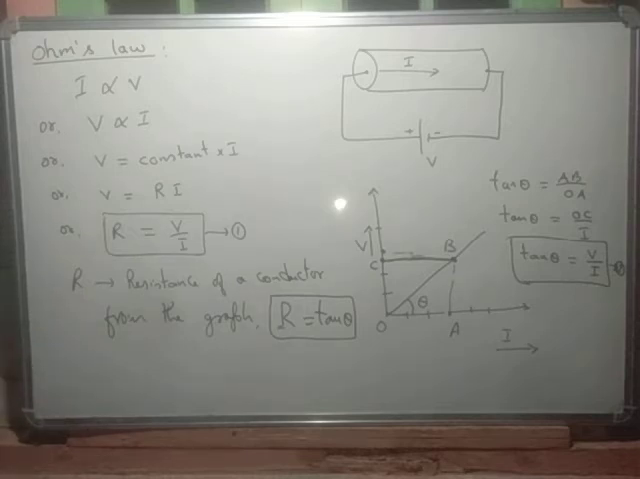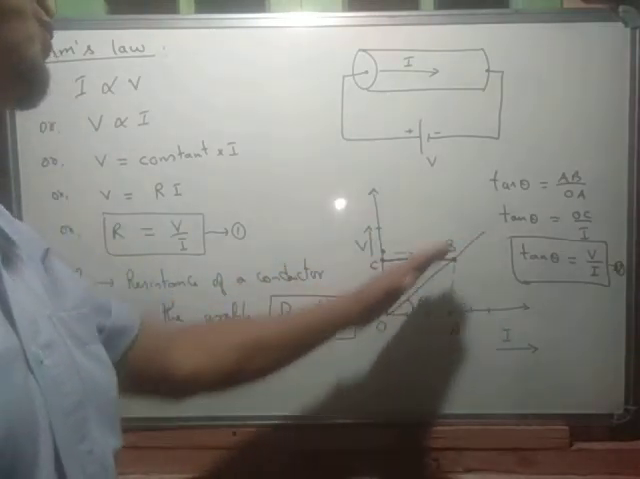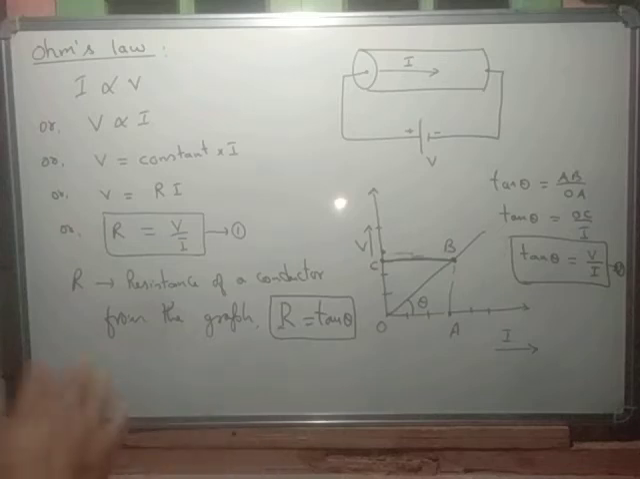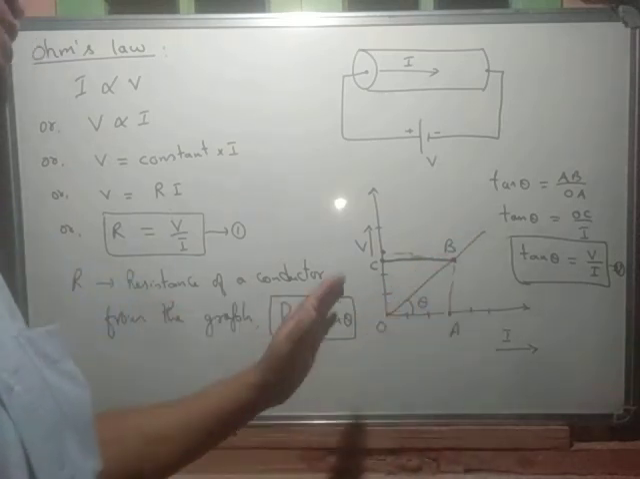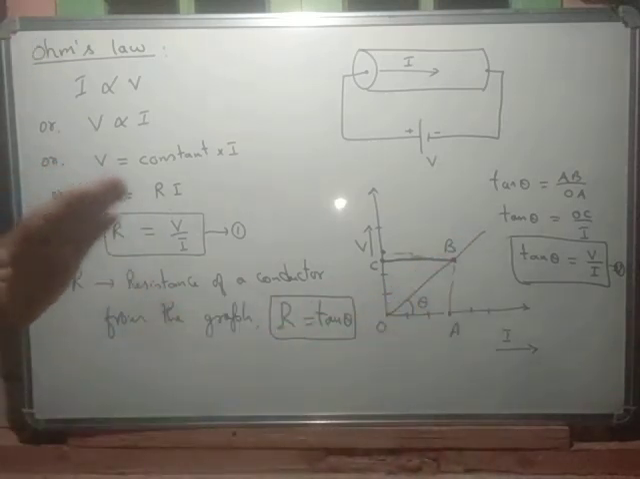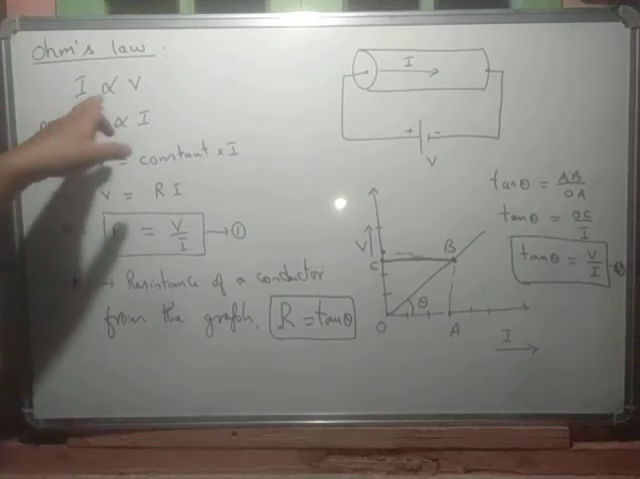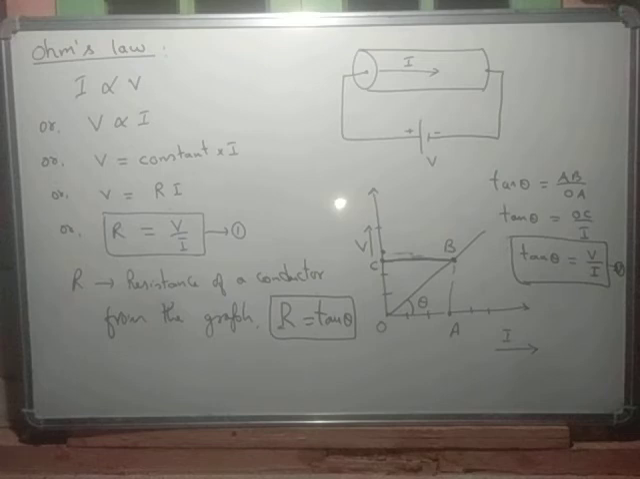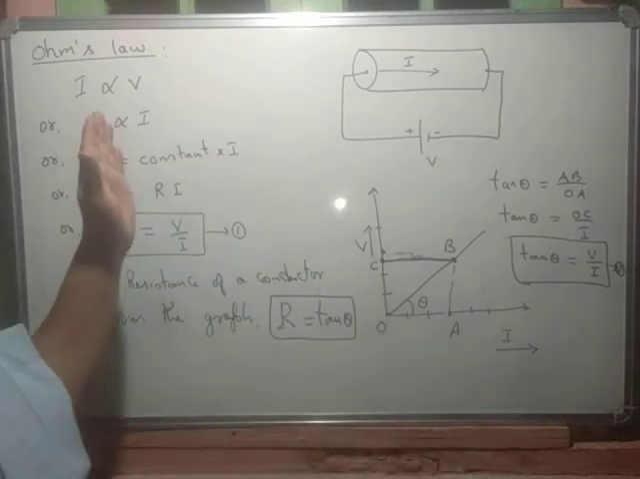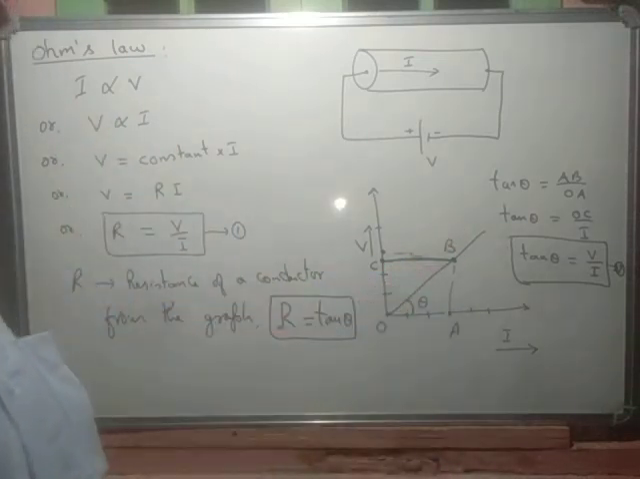Alright, so this type of graph where you are getting a straight line is not true for all types of conductors, because we have different types of conductors, like conductors, semiconductors and all. So this type of graph is valid only for those conductors which obey Ohm's law, like I is directly proportional to V. Such conductors which obey Ohm's law, we call them ohmic conductors.